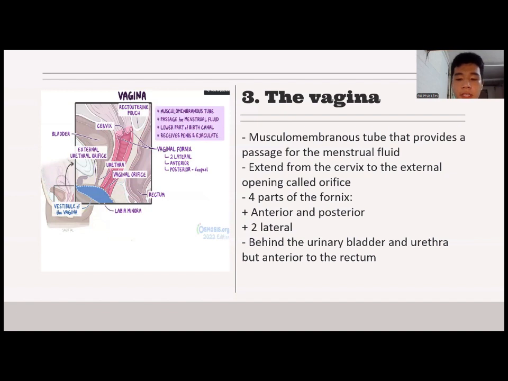The upper part of the vagina forms the recess around the cervix, called the vaginal fornix. The fornix has 4 parts: lateral part and anterior and posterior part. The posterior vaginal fornix is the deepest part and lies directly anterior to the rectouterine pouch. The vagina lies posterior to the urinary bladder and urethra and anterior to the rectum.